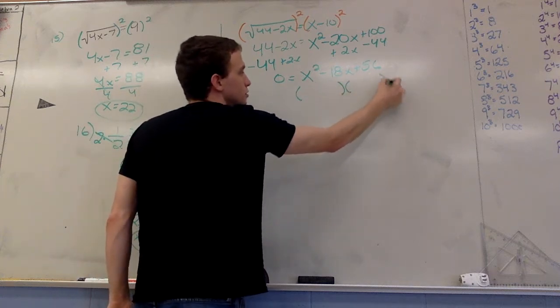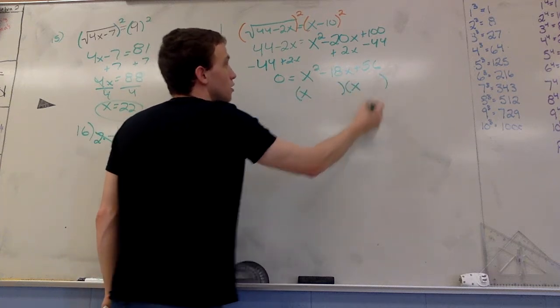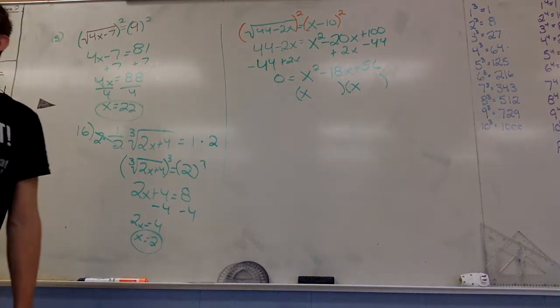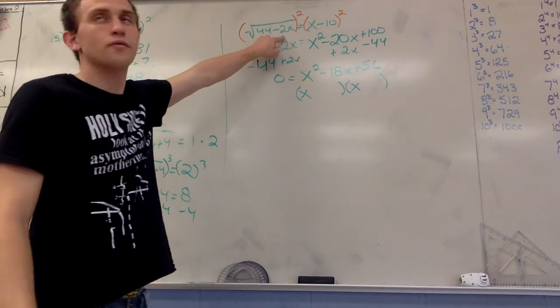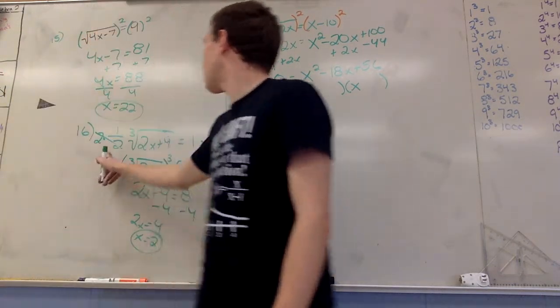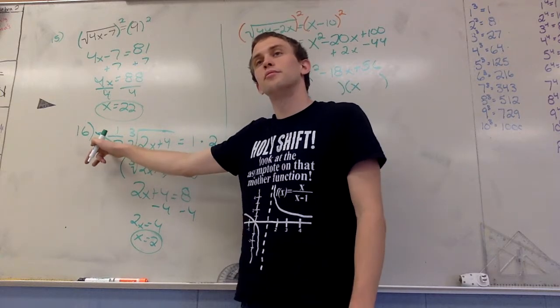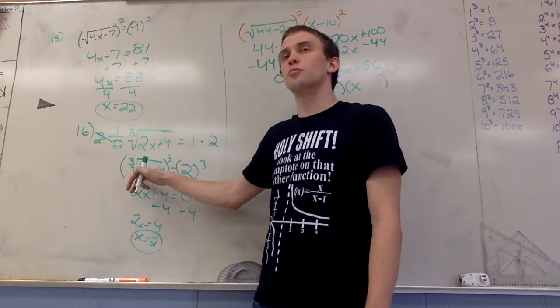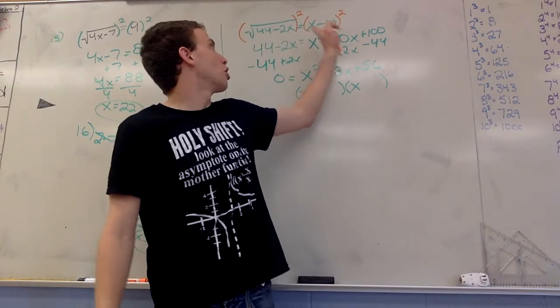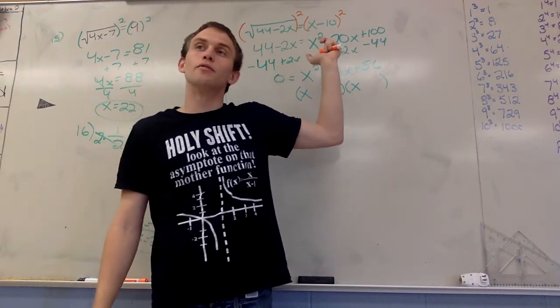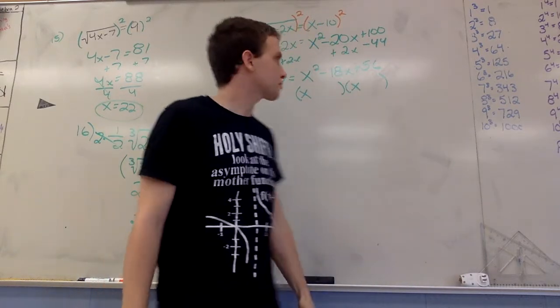Not every question. We have to make sure we isolate the root first. This question, we couldn't do that from the start. We had to multiply by 2. Then we could cube both sides. But for this one, we already have that square root by itself, so then we can start like that.